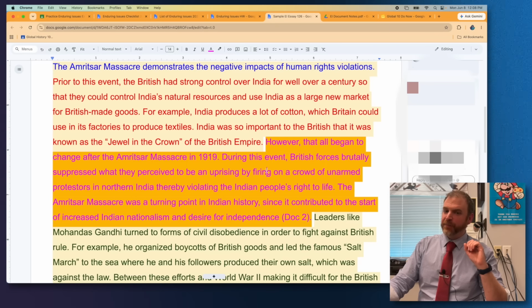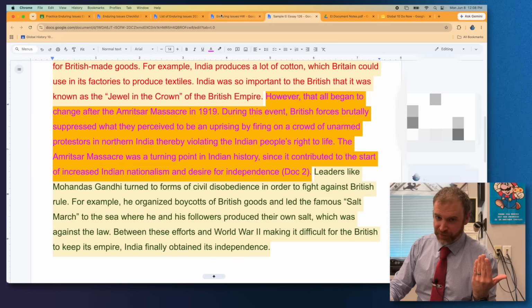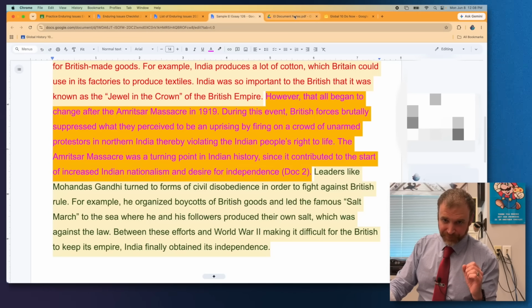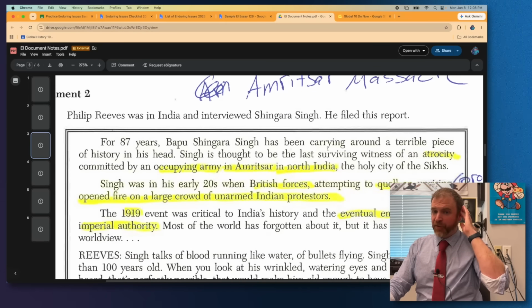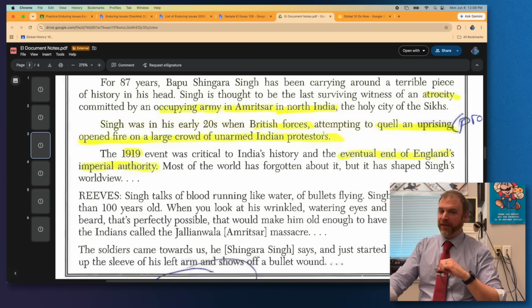The purple is my document summary. This is just taking the things that we highlighted from the notes and putting them into complete sentences. Let me just get rid of this for a second. So if I go back to my Amritsar Massacre, I highlighted a couple of things here. Who, what, when, where, and why, right?